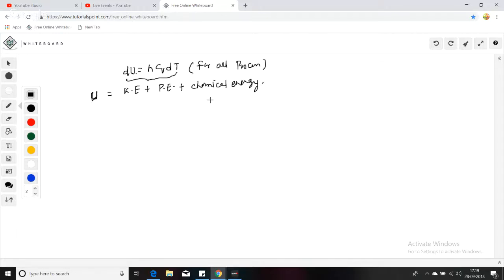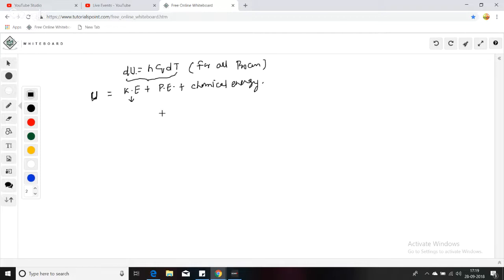Chemical energy means what? It is the energy which is involved in bond making, bond breaking. Energy involved in the nucleus also. Everything comes into this. Kinetic energy is nothing but the energy because of the motion of the particles, right? And motion can be translational, rotational, and vibrational also. All these three kinds of motion include kinetic energy.